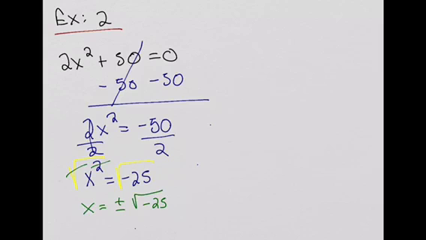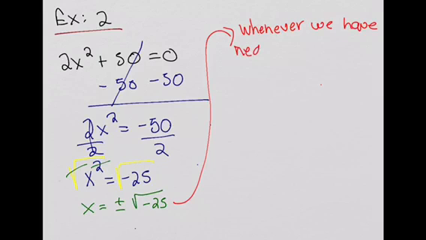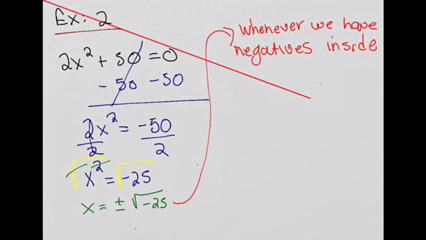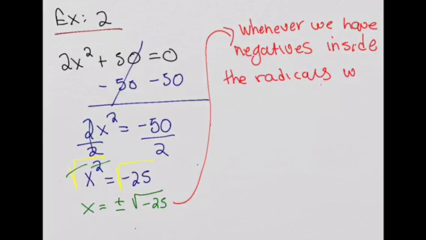Now this is very important. Let's put this on the side. Whenever we have negatives inside the radical, we're dealing with imaginary numbers. Negatives inside the radicals, we have imaginary numbers.